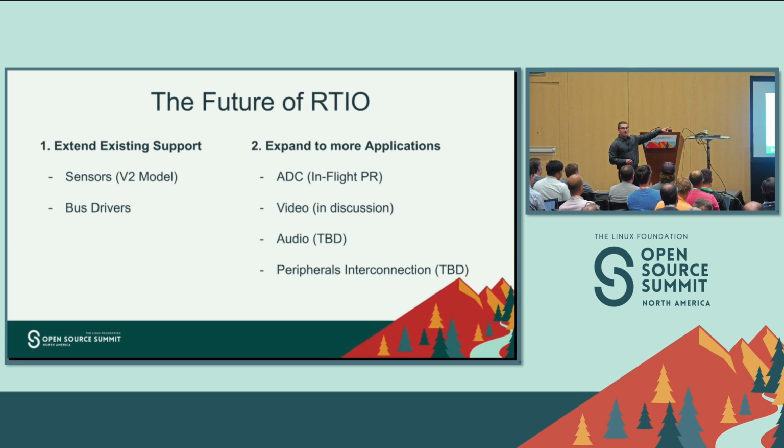And second, expand to more applications. There's an in-flight PR that is introducing RTIO support for ADC. Same use case, data streaming. You want to stream ADC samples, and you want to do it efficiently. It integrates with RTIO. We have discussions with the BDO subsystem collaborators, who want to introduce RTIO as a potential option for their data pipeline processing.